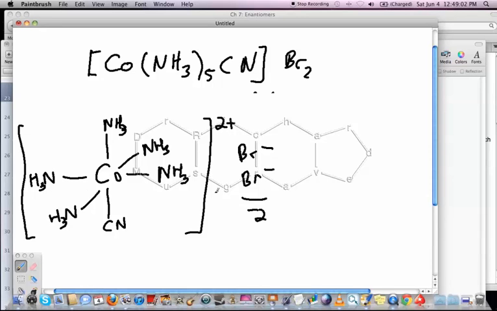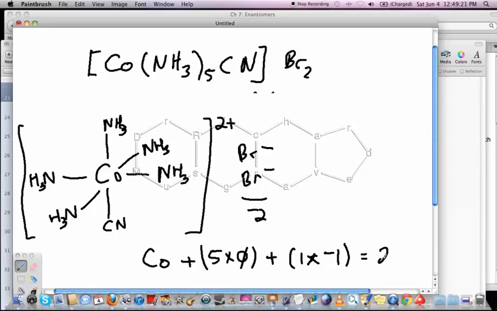Now I can figure out what the charge on the cobalt is, and I can just do a little math here. I know that ammonia has a 0 charge, and there's 5 of those, but that's 5 times 0. We have 1 CN, which has a negative 1 charge, and all of that adds up to positive 2, because that's the charge on everything that's in here. So cobalt is now going to come out to a 3+ charge. Alright, so that gives you an insight into structure.